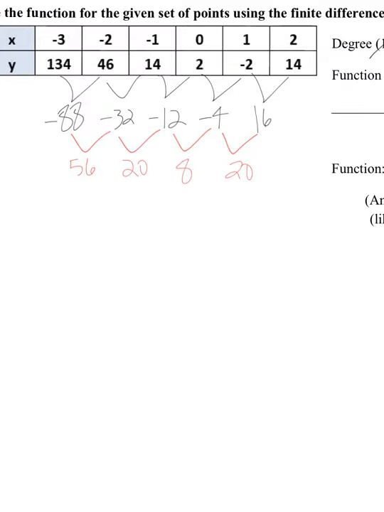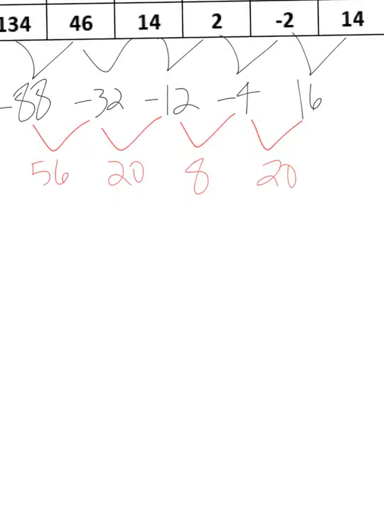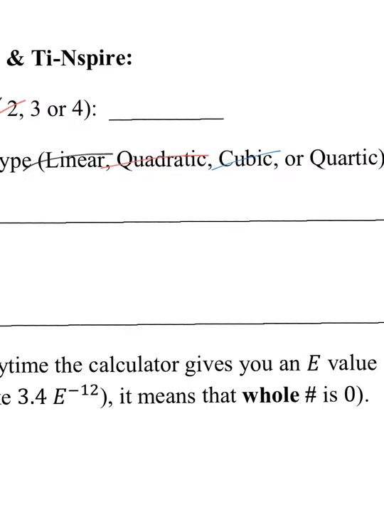So the second differences are all different. So it is not a second degree function. It's not a quadratic function. So now let's look at the third differences. What is 20 minus 8? That's 12. What's 8 minus 20? Well, that's -12. And then what's 20 minus 56? That's -36. So the third differences are not the same. So it is not cubic or degree 3. So by process of elimination, it has to be degree 4 and quartic.